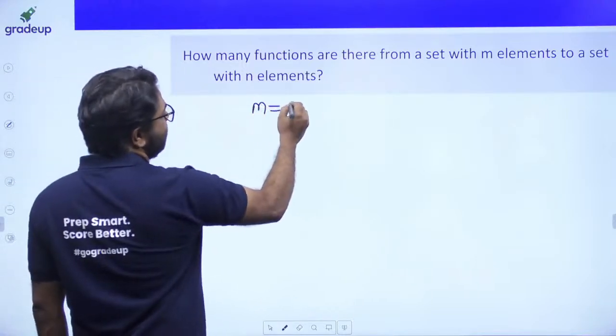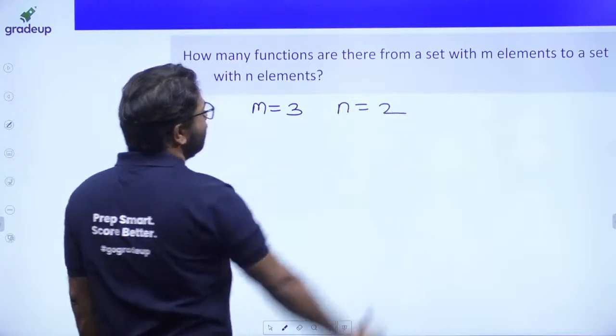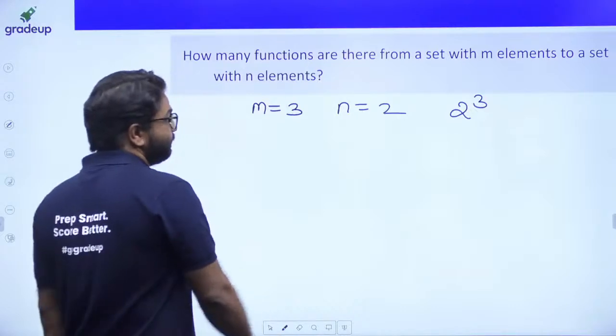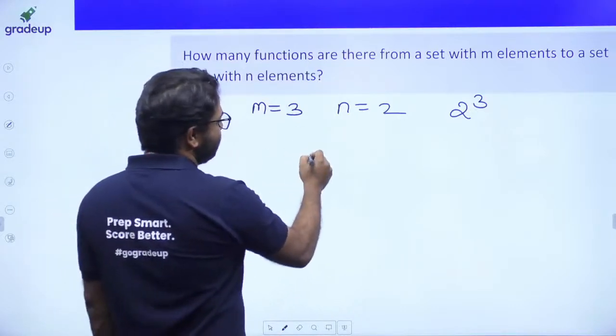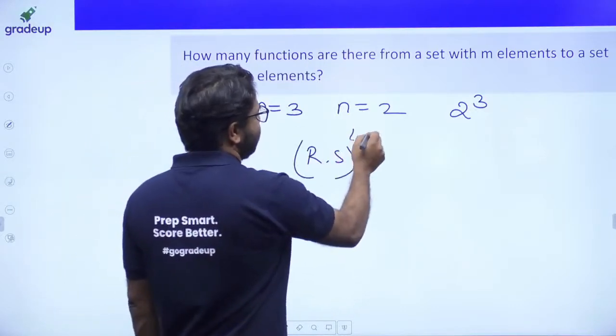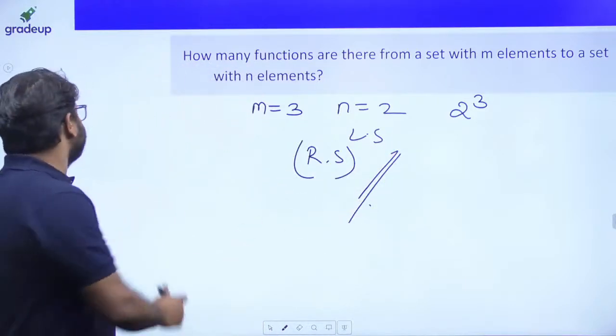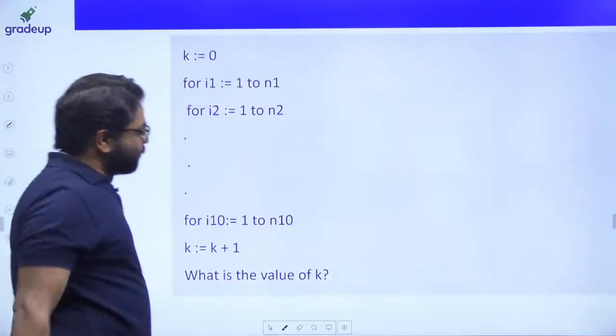So this is the same thing that we have taken, m equals 3 and n equals 2. So the answer we got is basically 2 raised to 3. So whenever you have something like right side raised to left side, this is one concept of a function. This is one example of a function that you can understand. Okay, let's move to this particular concept.